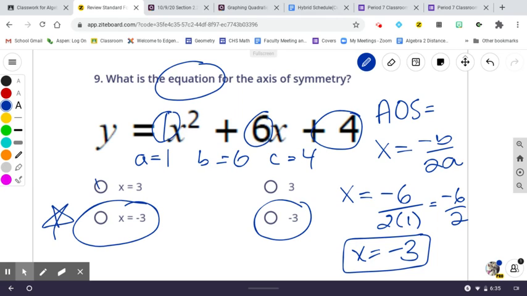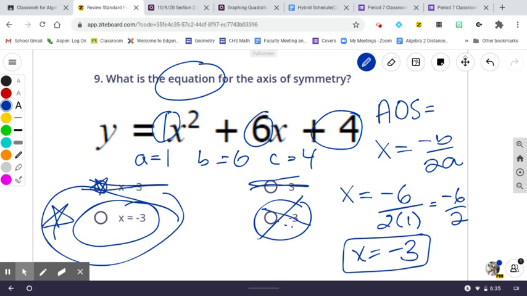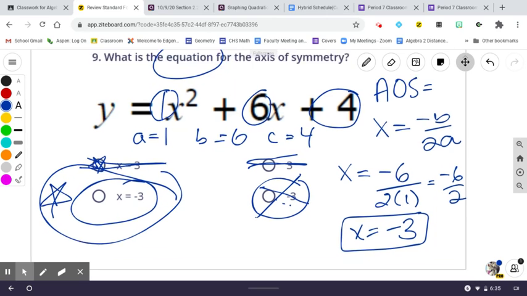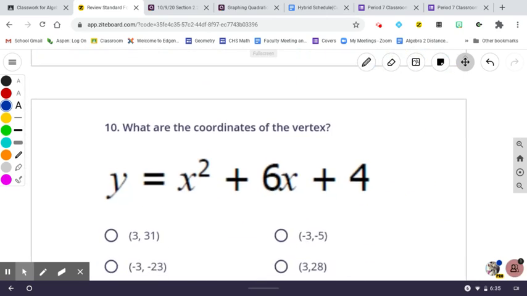Actually, surprisingly, a lot of you chose this one. X equals positive 3. You must have just forgotten to put negative b over 2a. I'm not really sure, but it wasn't that one. This one's close, but we need the x equals. So it's not that one either. This is the answer. So that was number 9. That was the second most missed question on the Quizizz.